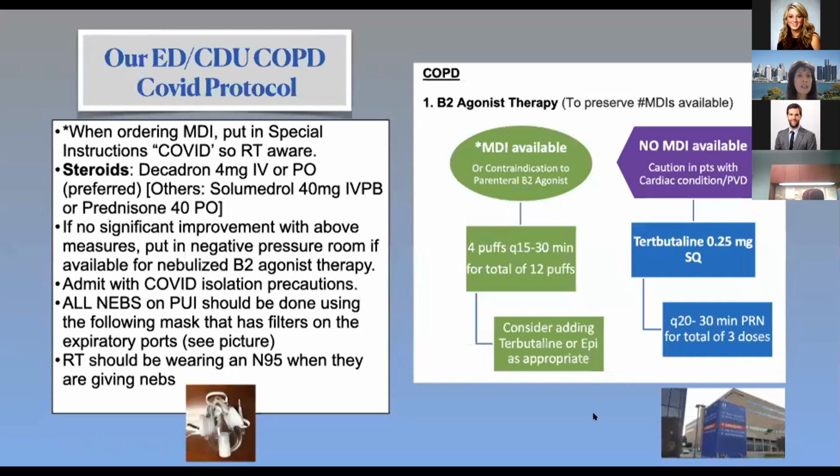I wanted to share our ED-CDU protocol that we developed with pulmonary, respiratory therapy, and pharmacy. Since our inhaler therapy was significantly reduced during COVID, we really used a lot of MDIs, and a lot of providers were mostly used to using inhalers because that's 99% of what we use in the ED for an exacerbation. So we wanted to provide an algorithm that we could use consistently with MDIs, treatment only for exacerbations, and then in the case that there was no MDI available, using terbutaline as a replacement.